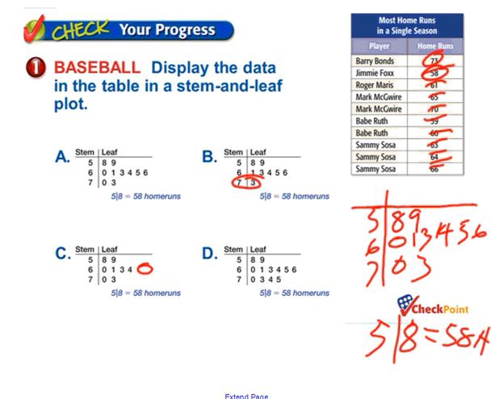This one includes 7.4 and 7.5, and there's not any 7.4s or 7.5s. So the only one that's possible is letter A, and that's my graph.